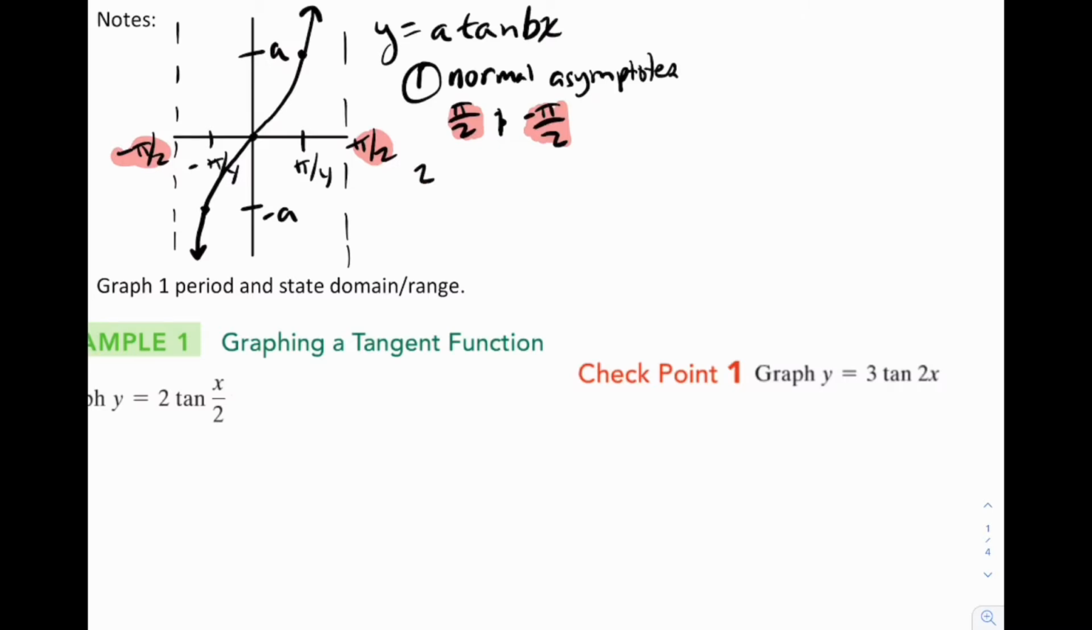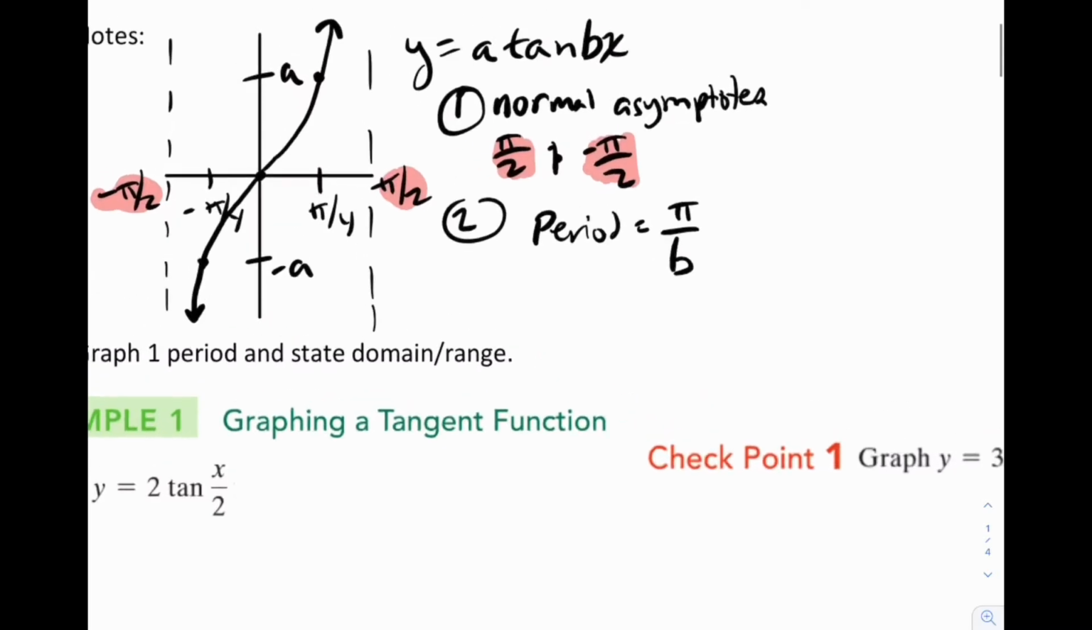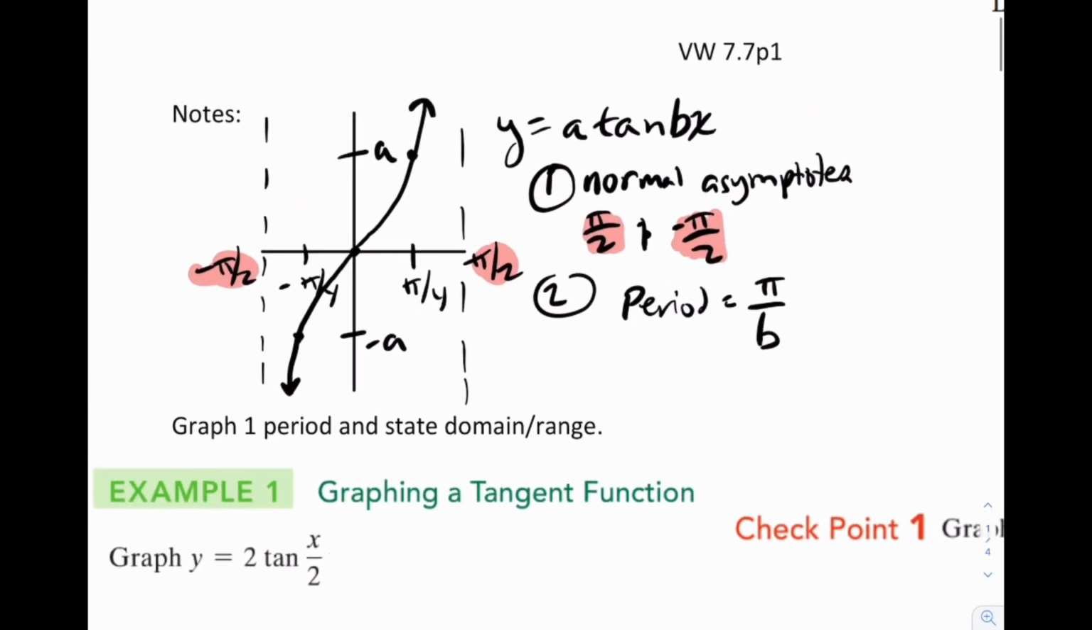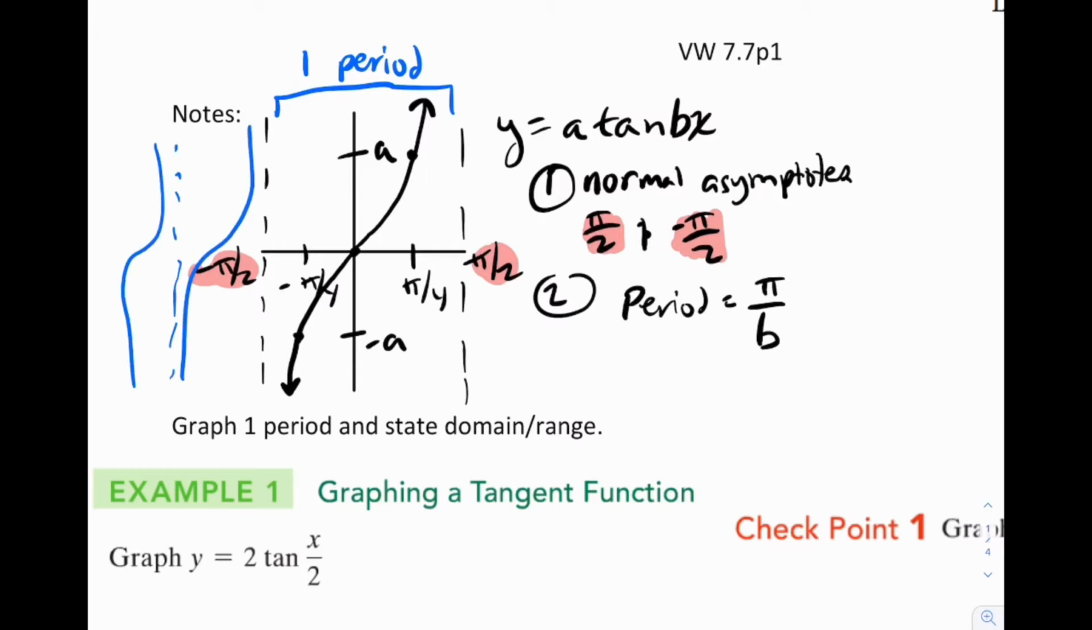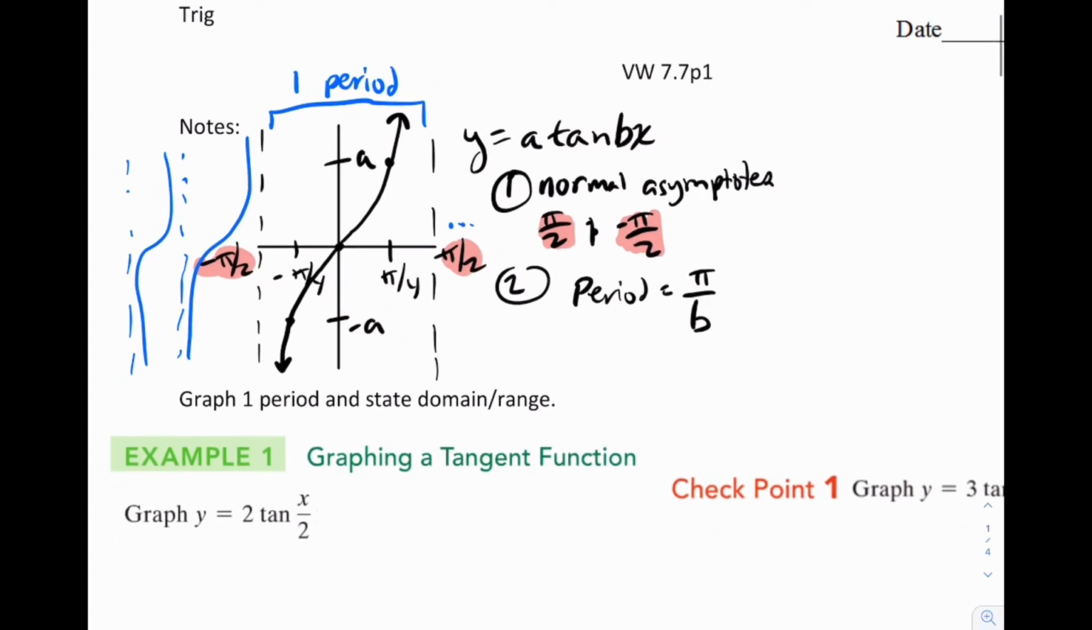The second thing to note is the period is going to be a little shorter. The period for tan is actually just pi over b rather than 2 pi over b. For tan, the period is much shorter. And right here, we're going to mark up this graph. Here to here is only one period. This graph continues indefinitely. So imagine this cubic curve going in both directions forever, dot, dot, dot. Okay, so that's going to be your typical standard tan facts.